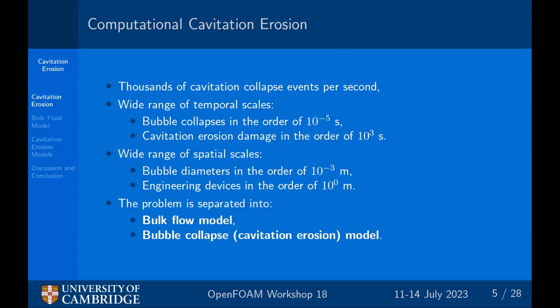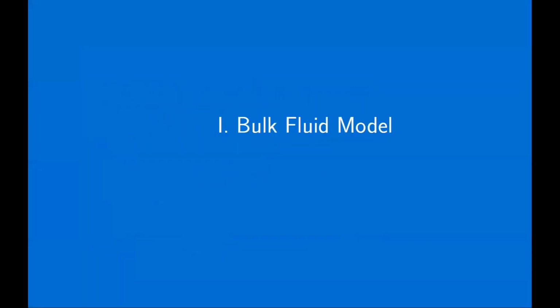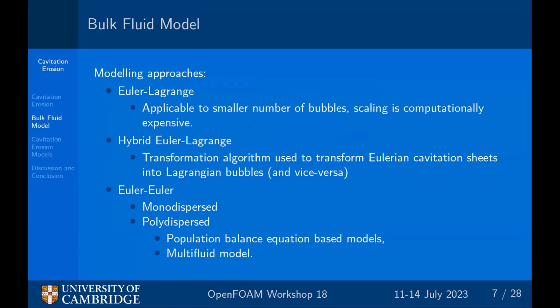So the idea here is to separate the problem into two individual, let's say, problems. The first one is the bulk fluid model, which is supposed to provide a bubble collapse model with the 4 factors we're looking for: the number of bubble collapses, the bubble collapse pressure, and the bubble size and distance from the wall. So let's start with the bulk fluid model.